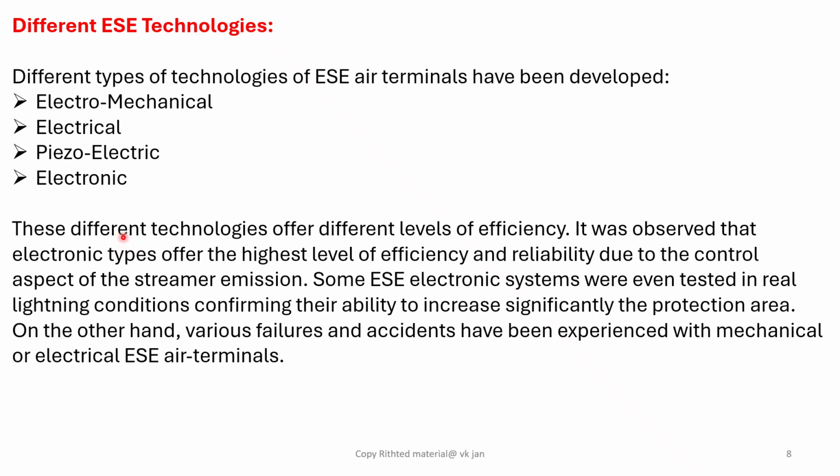These different types of technology offer different levels of efficiency. It was observed that the electronic type offers the highest level of efficiency and reliability due to control aspect of streamer emission. Some ESE electronic systems were even tested in real lightning conditions, confirming their ability to increase significantly the protection area. On the other hand, various failures and accidents have been experienced with mechanical or electrical ESE air terminals.